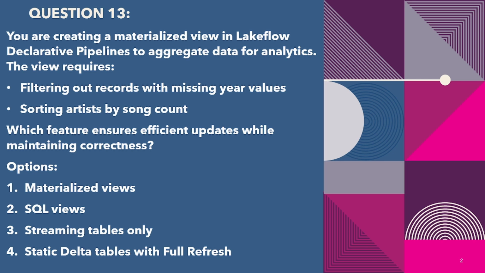All right, let's lay out the options we've got. We're talking about materialized views, SQL views, streaming tables only, static delta tables with full refresh. Now, this one's really interesting, so let's break that down together. We're building this materialized view, and the goal is to make analytics smooth and efficient. Filtering out those missing year values means we're cleaning up the data right from the start, only keeping what's useful. Then, sorting artists by song count. That's all about giving analysts a clear, organized view to work with.